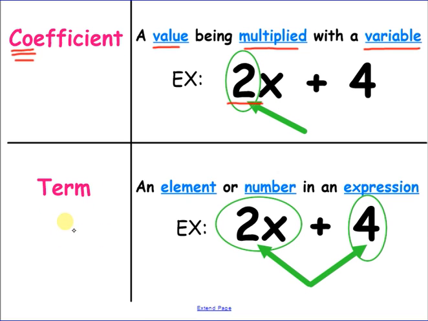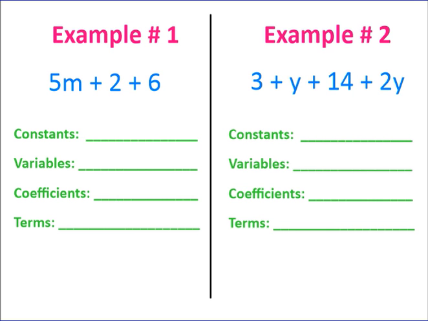Alright, and then we have term. And term is an element or a number in an expression. So terms you can think of as a unit. So in math, we have different units that we learn. So a term is a different unit in an expression, and they're usually separated by plus signs and minus signs. So the 2x is one term. Then I have a plus sign. Then here's a 4. Then if I had another plus sign and I had a 7y, this would be another term. And so it's just the different parts of the expression. And we're going to take a deeper look into that in just a minute.